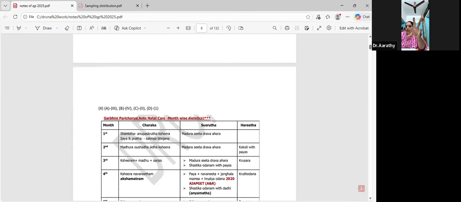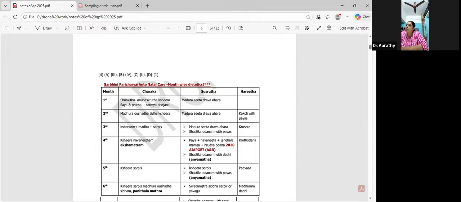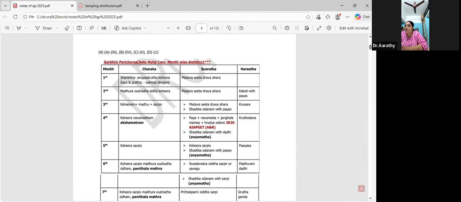So you need to study. I'm not going to explain each and every point in this because you already have the notes. I suppose you have all gone through all these things. You have studied these. So I am here to just let you know where all you will have to concentrate in such topics. Okay. So usually we all will go through these antenatal care, month-wise dietetics and all.